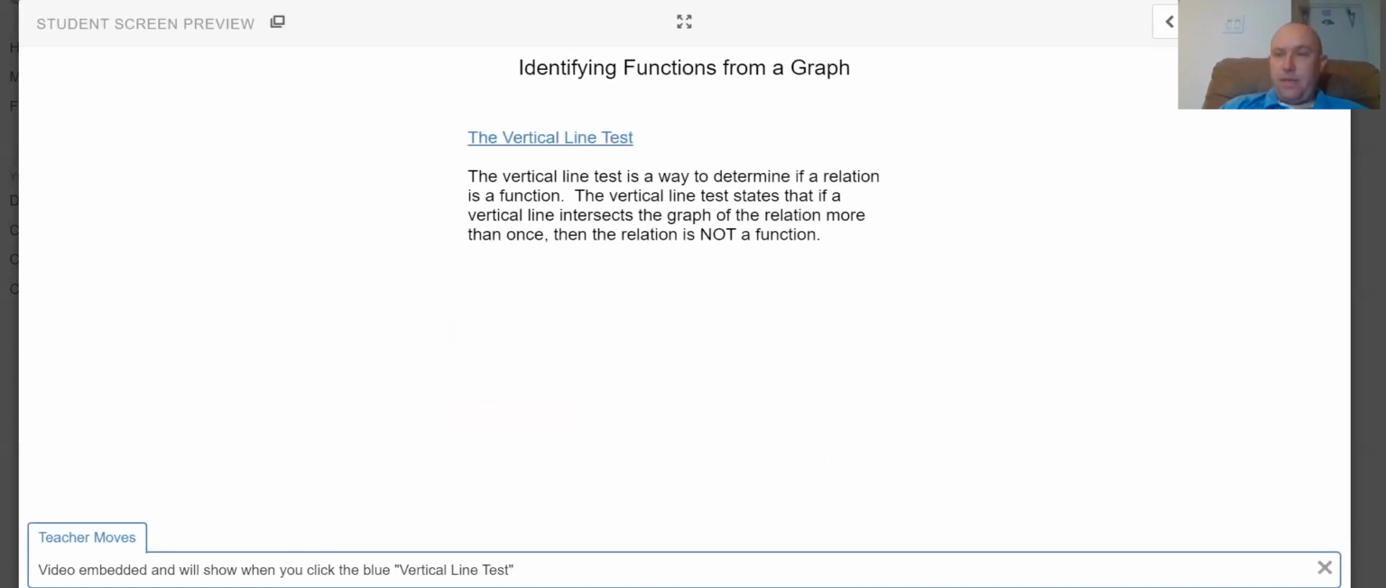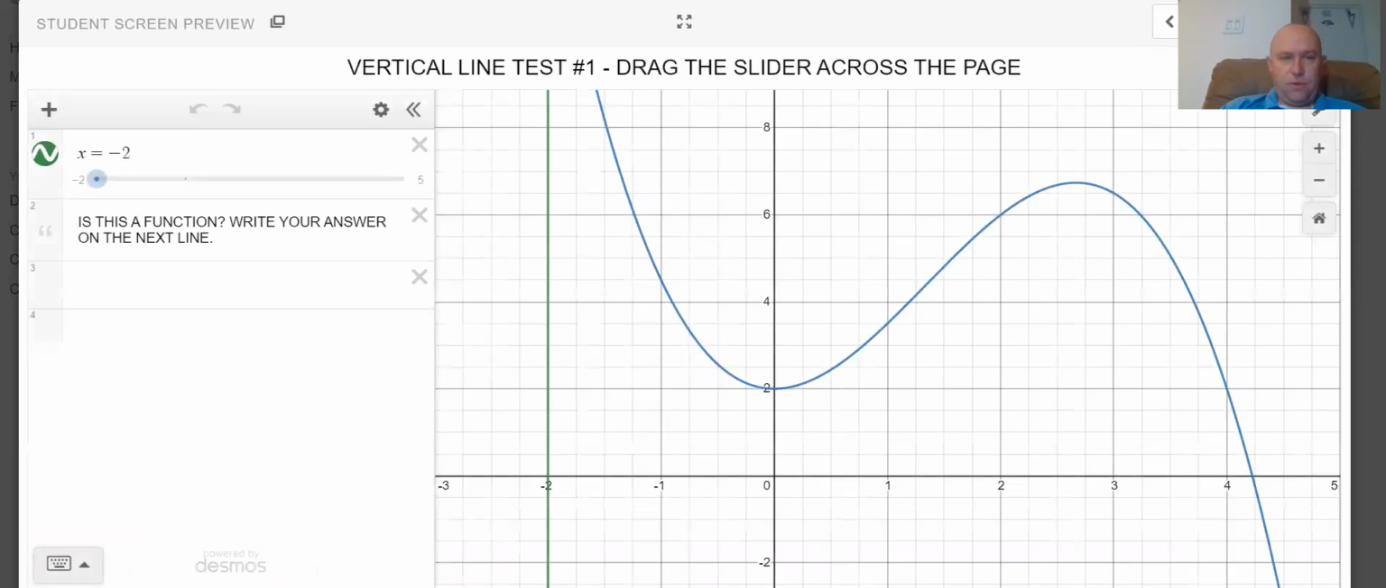Identifying functions from a graph. To do this, we're going to use something called the vertical line test. The vertical line test states that if a vertical line intersects the graph of the relation more than once, then the relation is not a function. So let's have a look at how this actually works. I have my graph here. This is really the one I'm looking at. And I've added in a little slider here so we can look.